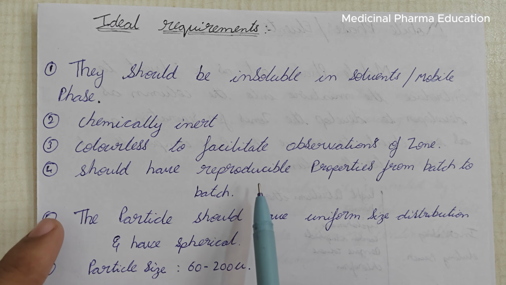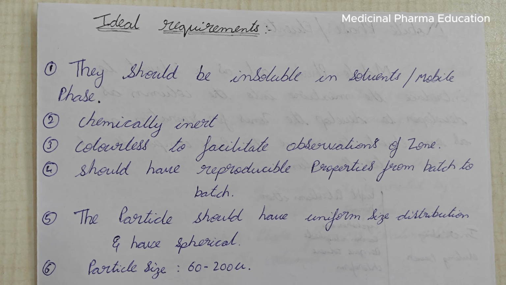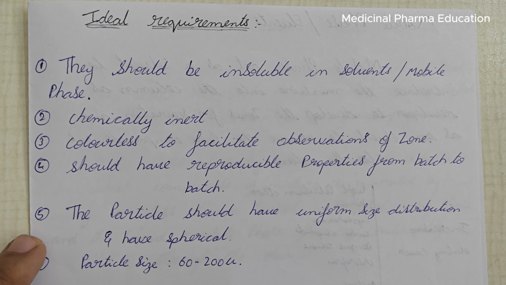Should have reproducible properties from batch to batch. If you are doing one experiment in one day and it has some results, and the next day we are doing another experiment, the same experiment on another day should give the same result. Reproducible means the mobile phase should be consistent and show the same results consistently. It is called reproducible property.